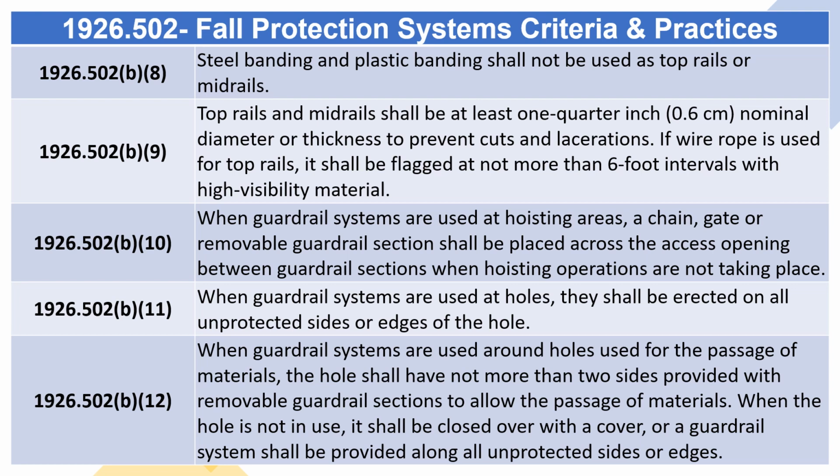1926.502(b)(9). Top rails and midrails shall be at least 1/4 inch (0.6 centimeters) nominal diameter or thickness to prevent cuts and lacerations. If wire rope is used for top rails, it shall be flagged at not more than 6-foot intervals with high visibility material. 1926.502(b)(10). When guardrail systems are used at hoisting areas, a chain, gate, or removable guardrail section shall be placed across the access opening between guardrail sections when hoisting operations are not taking place.